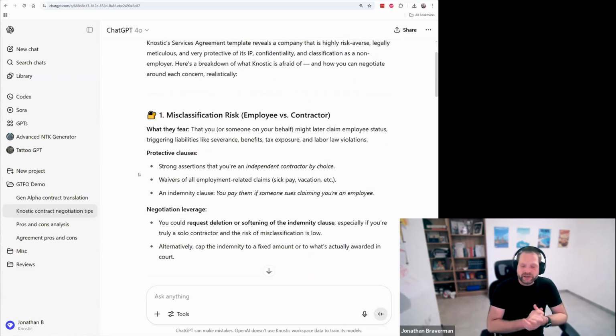So, for example, I can see that in the past we have been afraid of a misclassification of a contractor as an employee, which means the fear here is that there is a regulatory enforcement action against us and we need to pay more than we need to, which means our leverage is that we either soften the indemnity clause or delete it or cap it to a fixed amount. So when I'm negotiating, I know what tactic to employ.